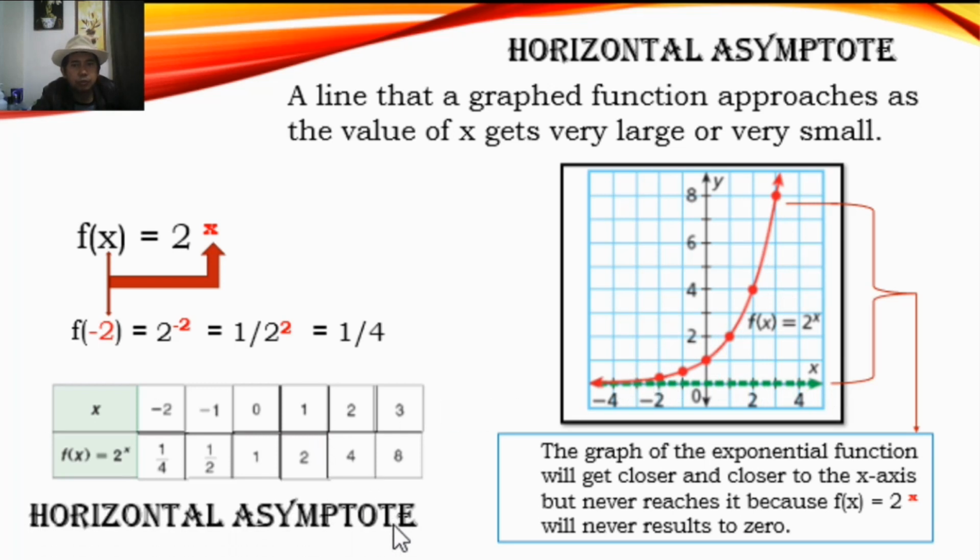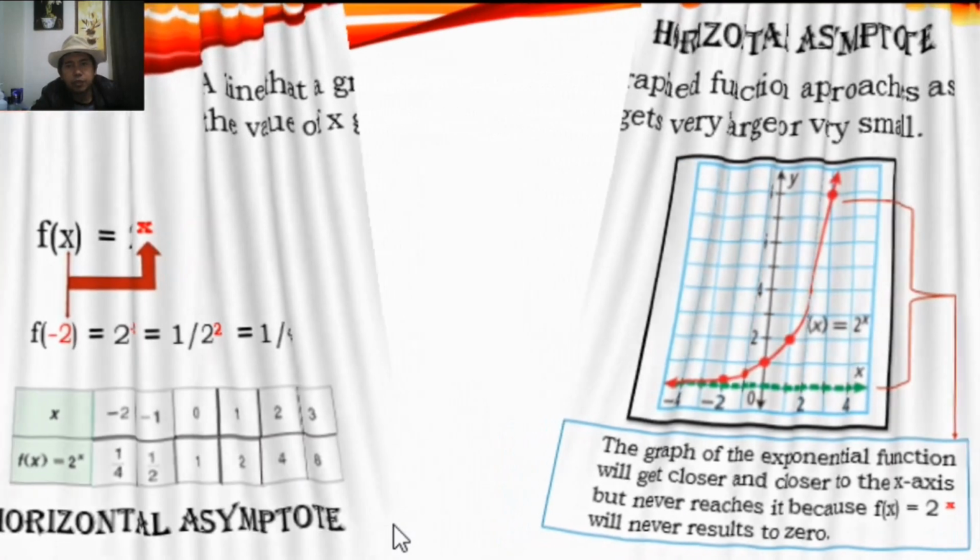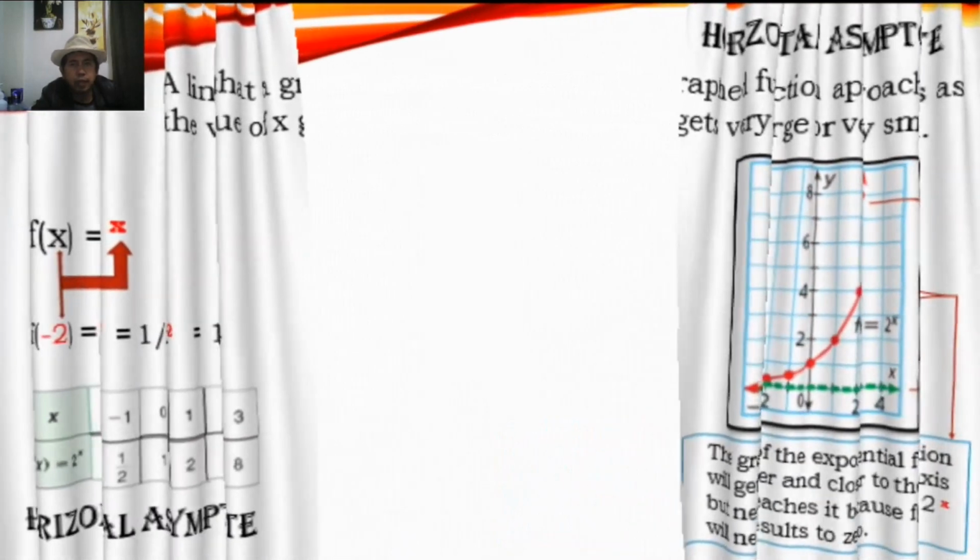Let's continue. So that is the horizontal asymptote. So we have in here another equation, or shall we say another function, which is the same as f of x is equal to 1.5 raised to negative x. You might be saying we are considering the same problem. No, we do not have the same problem in here. Our function has an exponent of negative x. A while back, the exponent is positive x.